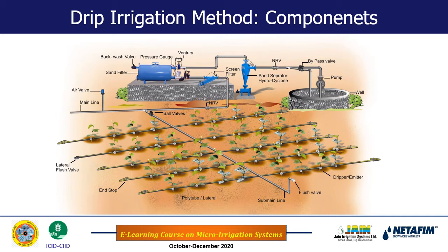Okay, so this is all about the components of the drip irrigation system, and as I told you already, more or less these are the components of other micro irrigation systems as well.